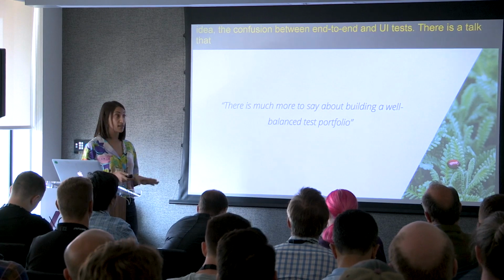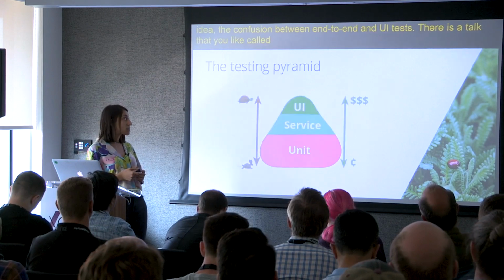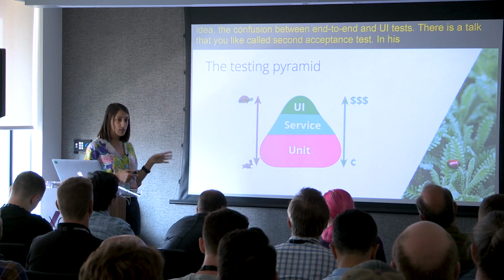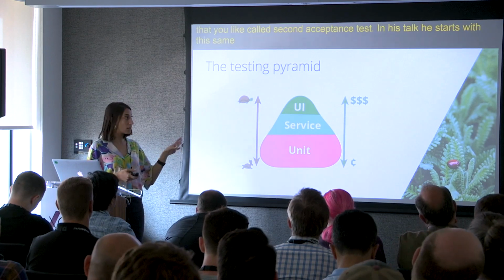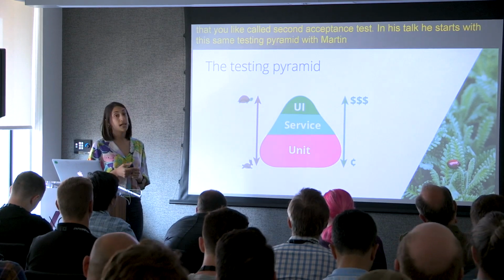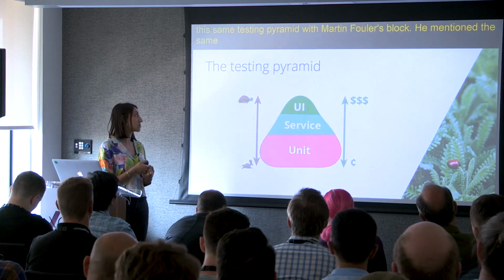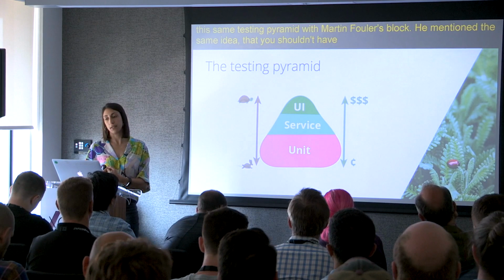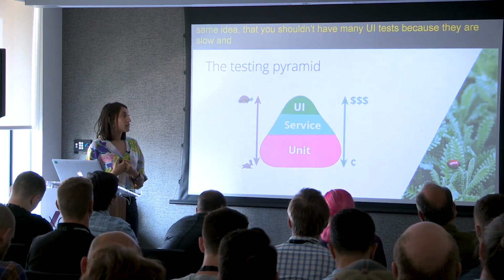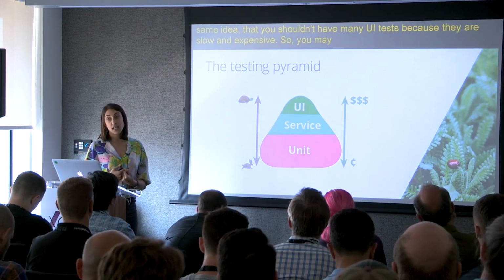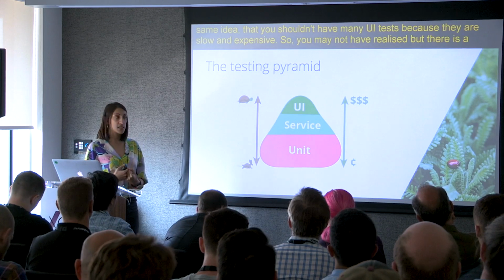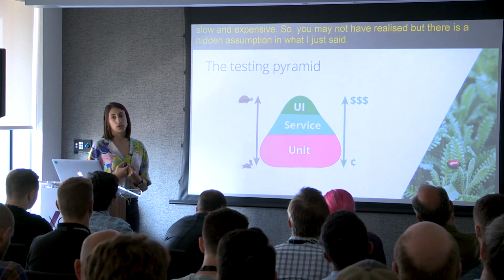and he discusses exactly this problem. So in his talk, he starts with this same testing pyramid from Martin Fowler's blog. And he again mentions the same core idea, that you shouldn't have many UI tests because they are slow and they are expensive. So you may have not realized, but there is a hidden assumption in what I just said. And it is that UI tests are slow.